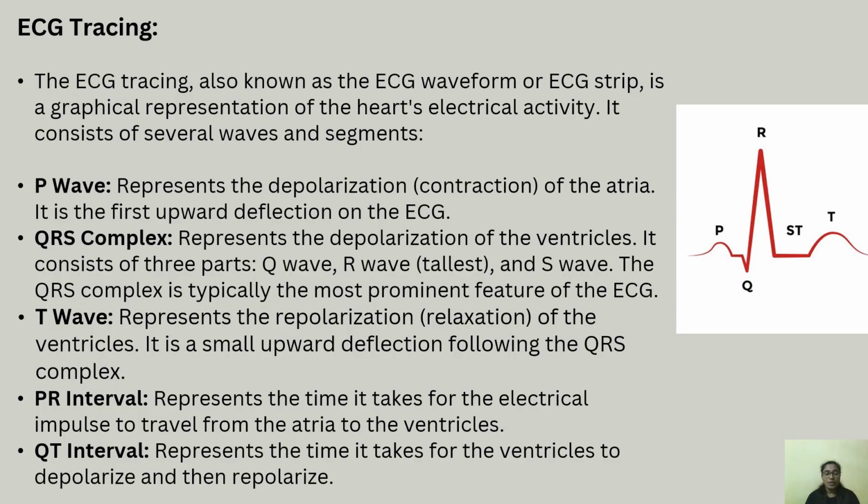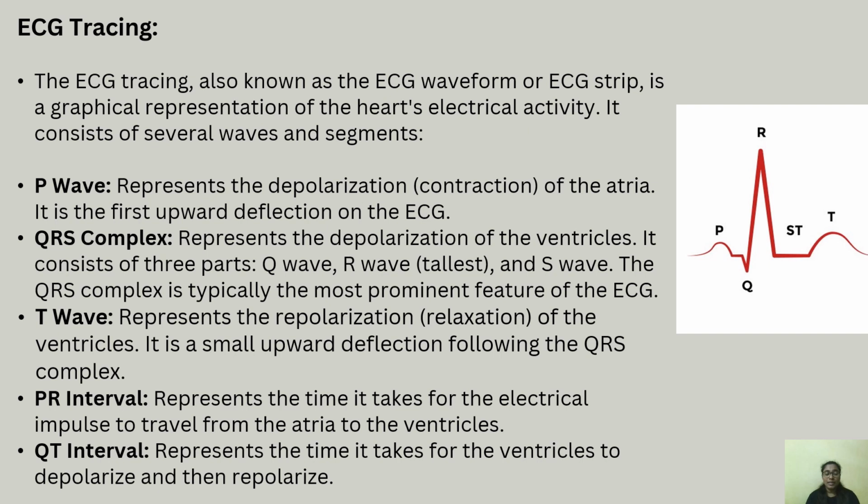ECG tracing. The ECG tracing, also known as the ECG waveform or ECG strip, is a graphical representation of the heart's electrical activity. It consists of several waves and segments. Coming to the P wave, which represents the depolarization, that is, contraction of the atria. It is the first upward deflection on the ECG.